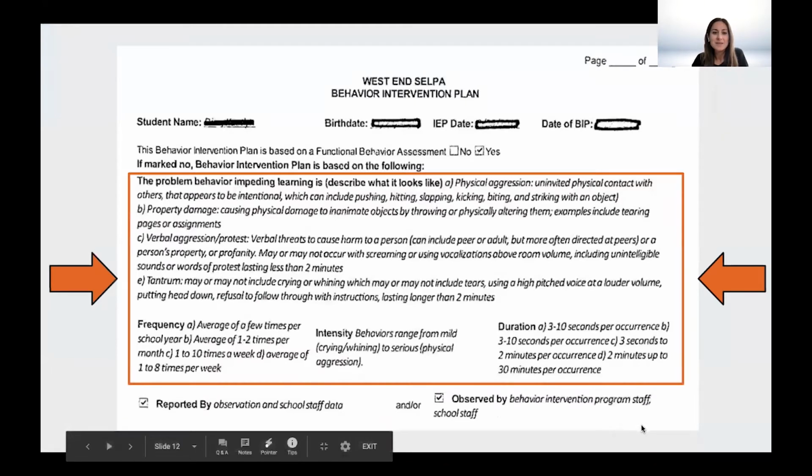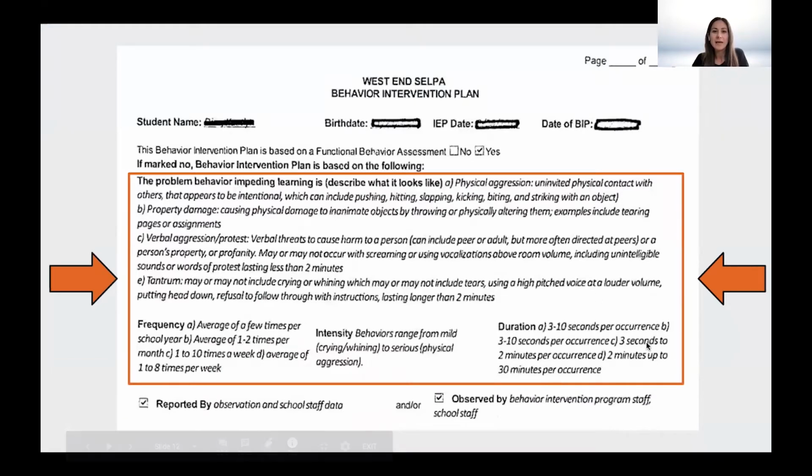And this is the part in the behavioral plan where you're going to be seeing the problem behavior that is impeding learning and describing what it looks like. In this example, we have physical aggression, property damage, verbal aggression and protest, tantrum, and a specific definition of what it looks like, so everybody in the room can again measure it and see if it did happen or not.